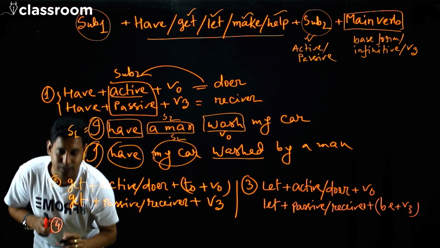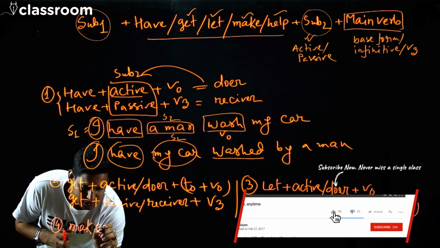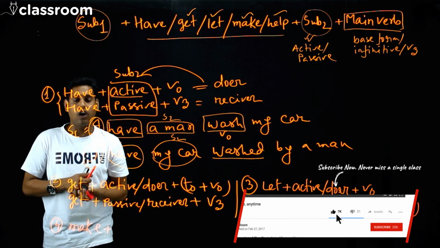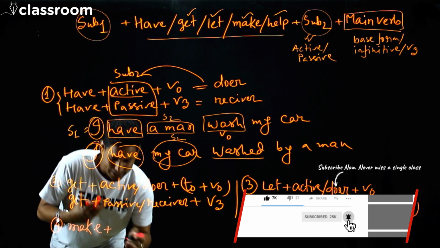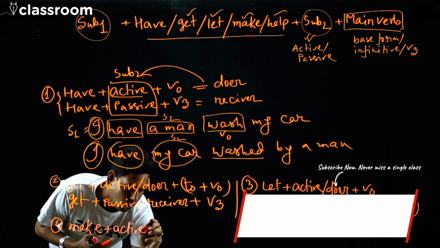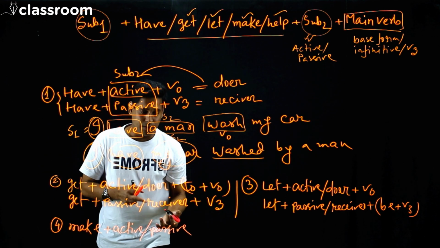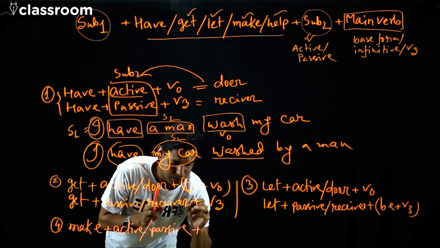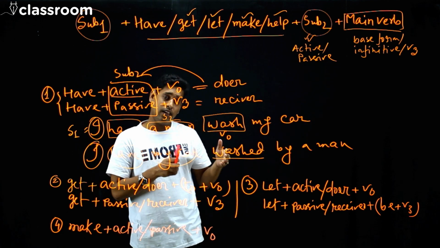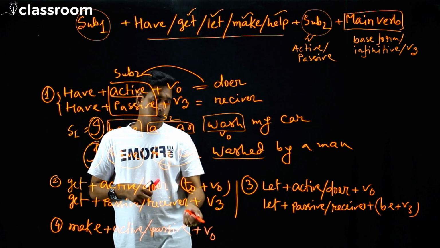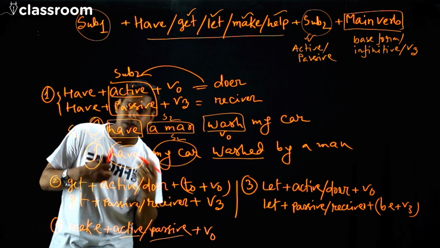And for make, what are the rules of using it as a causative verb? In case of make, if you want to use make as a causative verb, this is very interesting, because whether it is active or passive, the structure should be similar. If it is a doer or receiver, the main form of the verb should be base form. Remember, in case of make, using it as a causative verb, the main verb should always be base form, whether it is in active tone or in passive tone.